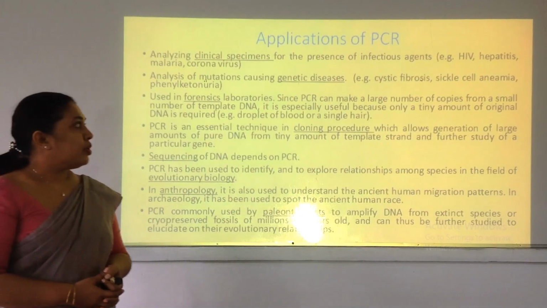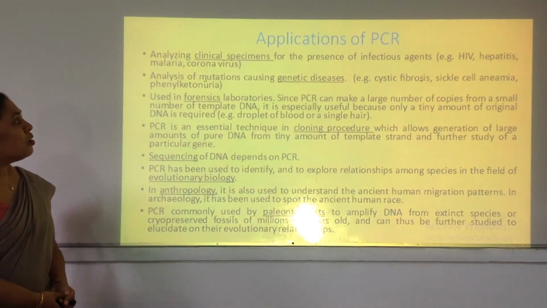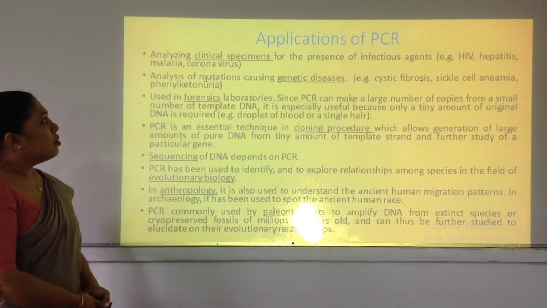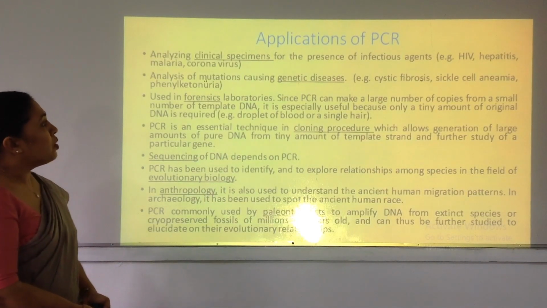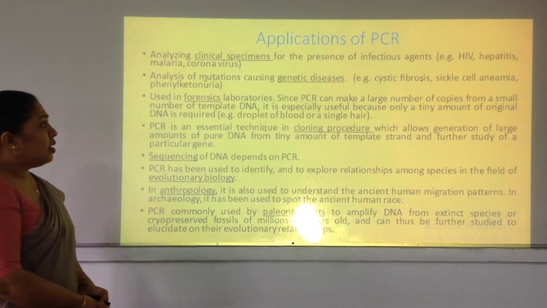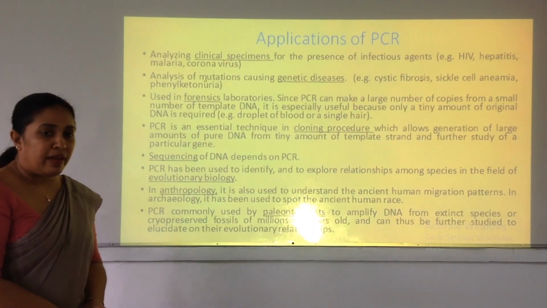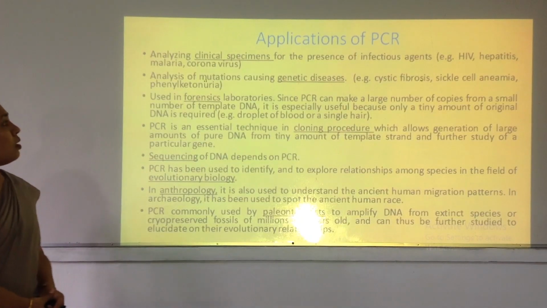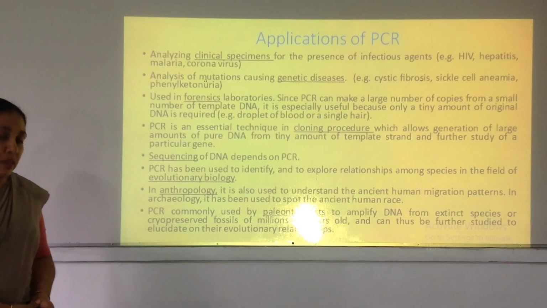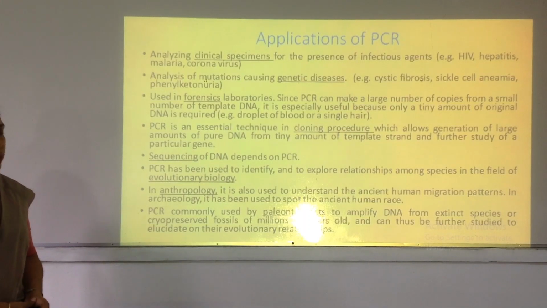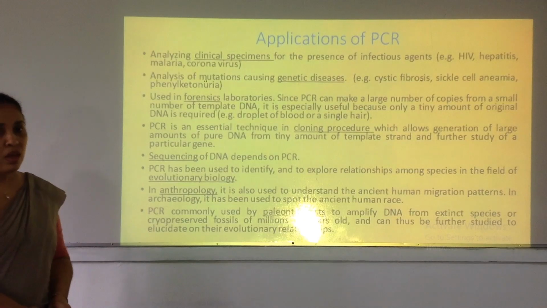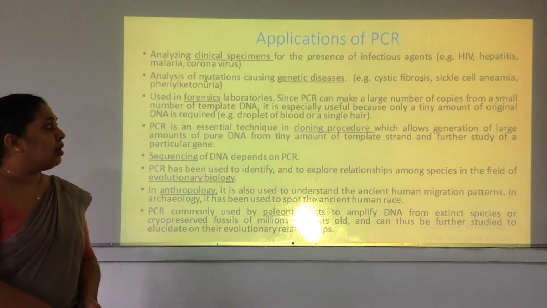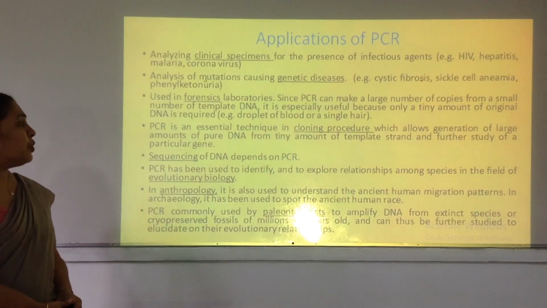So if we discuss in detail, today we are using most clinical applications using PCR. For example, hepatitis, HIV and also coronavirus. And other than that, genetic diseases. Sometimes cancer is also a genetic disease, but there are some more genetic diseases such as cystic fibrosis and sickle cell anemia, which is similar to thalassemia in Sri Lanka, and also phenylketonuria.